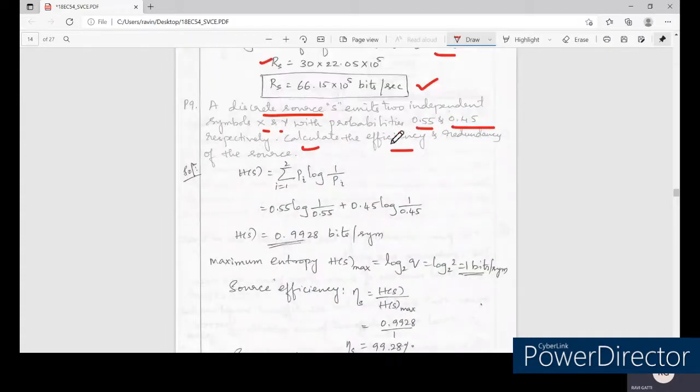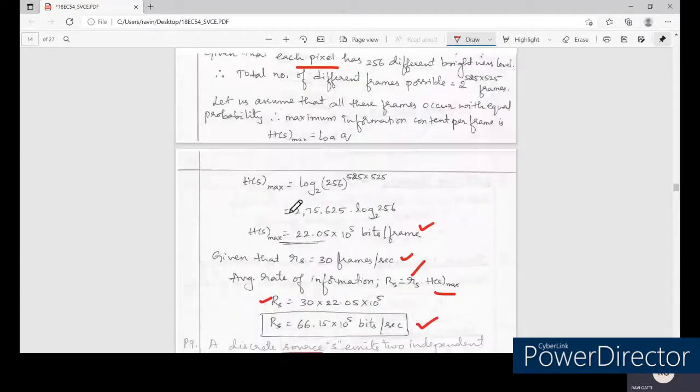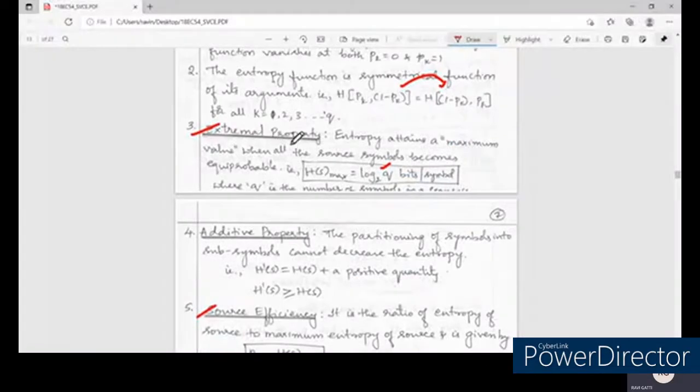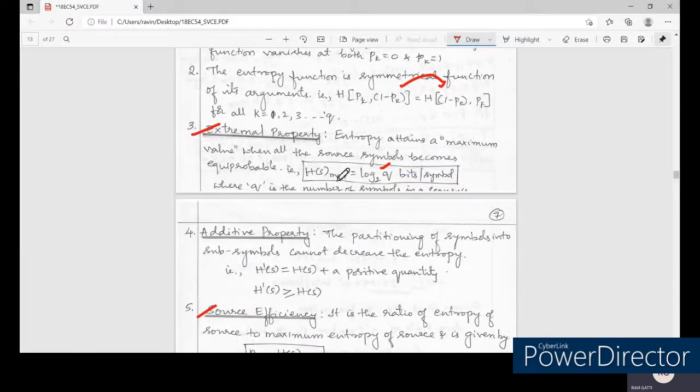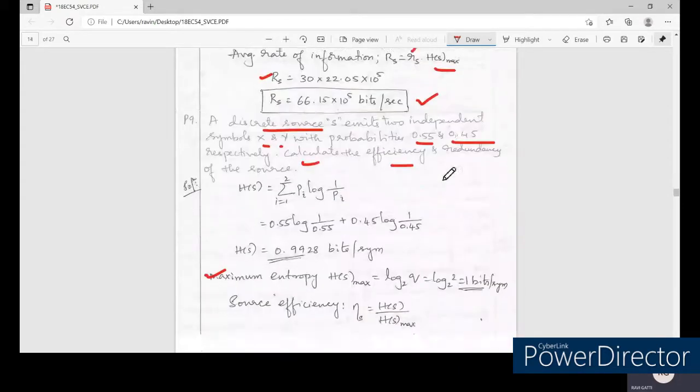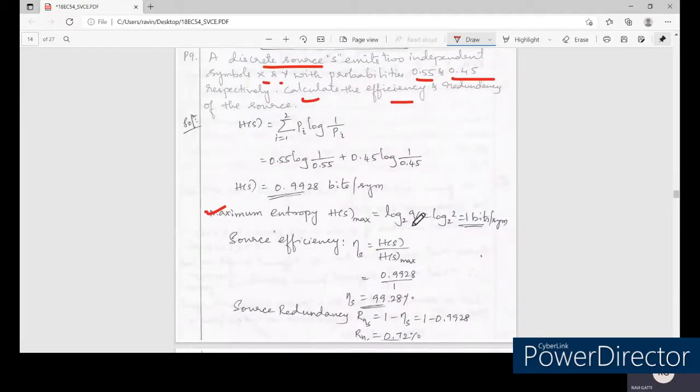And we need to calculate the maximum entropy of the source symbols. We know from the extremal property that you get the maximum entropy when all the source symbols are equally probable. Since here we have only two source symbols, equally probable, H max is equal to log of q to the base 2. If I substitute this q value, you'll be getting 1 bit per symbol.